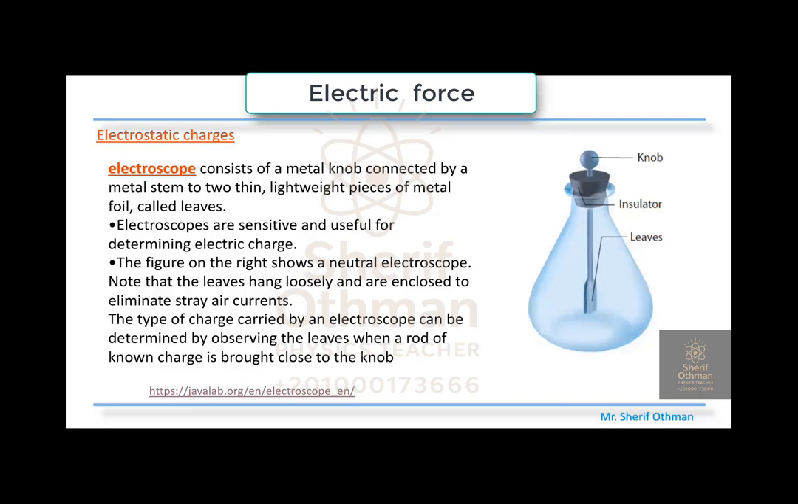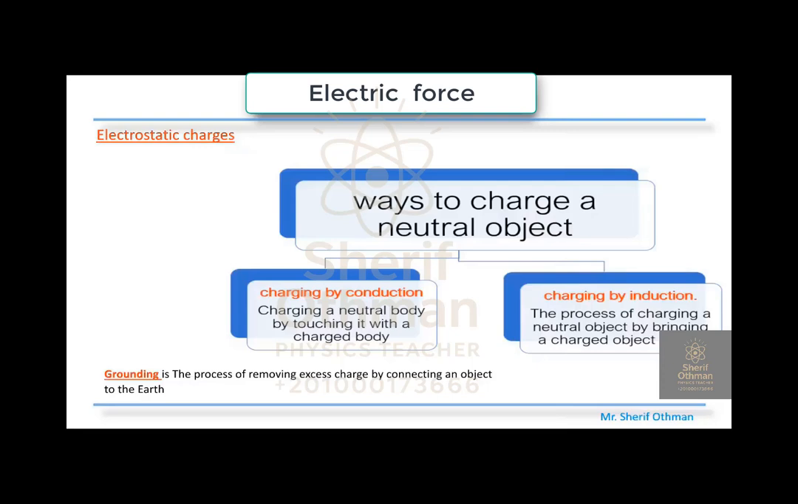So guys, as we defined, the electroscope consists of a metal knob connected by a metal stem to two thin, lightweight pieces of metal foil called leaves. These leaves are used to measure the amount of charge in an object by moving away from each other or close to each other. Ways to charge a neutral object. We have two ways to charge a neutral object, guys: by something called conduction or by induction.